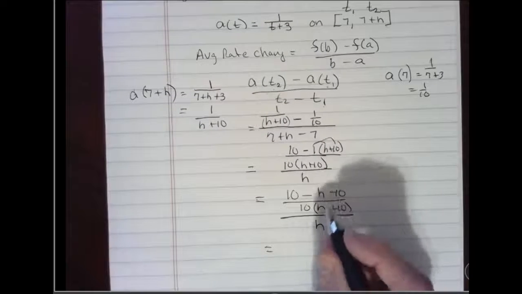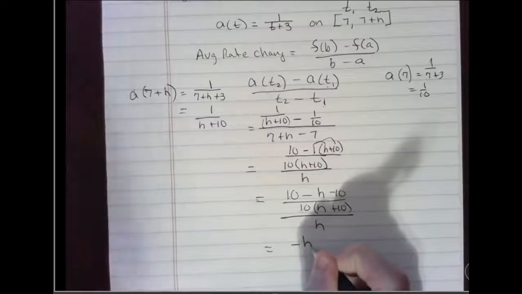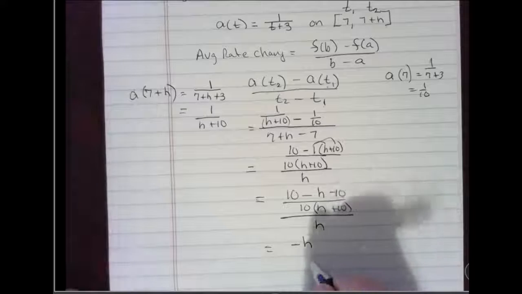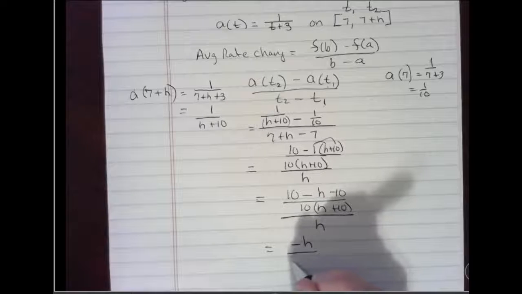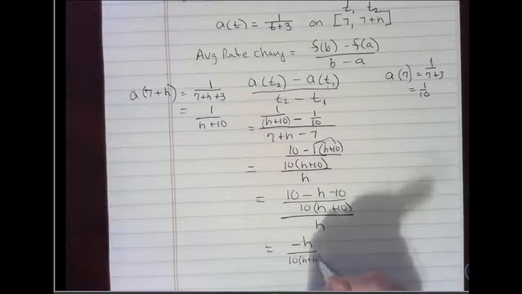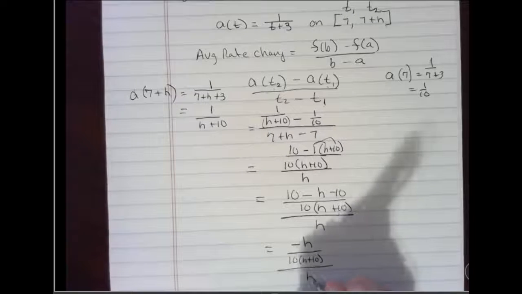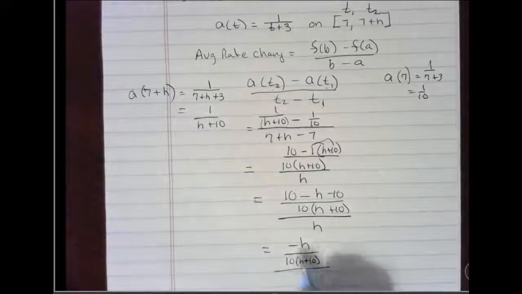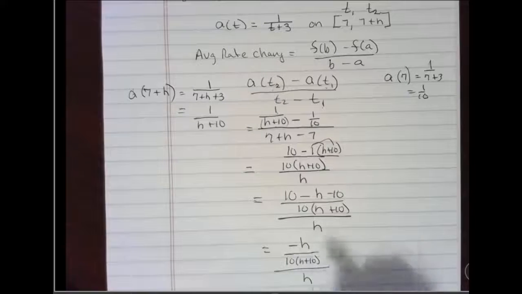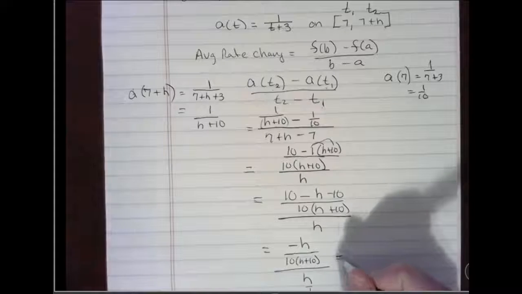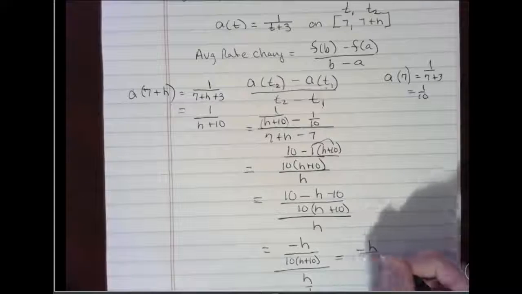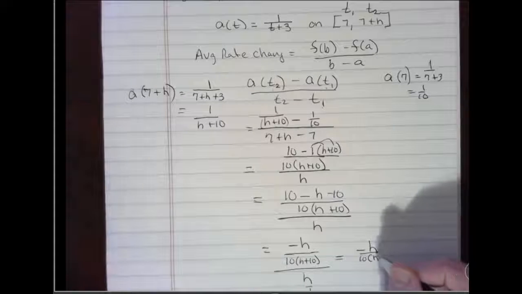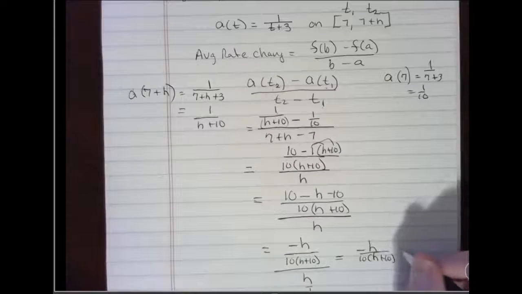This numerator works out pretty nicely. This becomes 10 minus 10, so it looks like I have a negative h here over 10h plus 10, and that's all divided by h. Now, how do I simplify this complex fraction? Well, remember, if you're dividing by a fraction, think of this as over 1, we actually multiply by the reciprocal. So this is going to equal negative h over 10h plus 10 times, well, h over 1, the reciprocal is 1 over h.